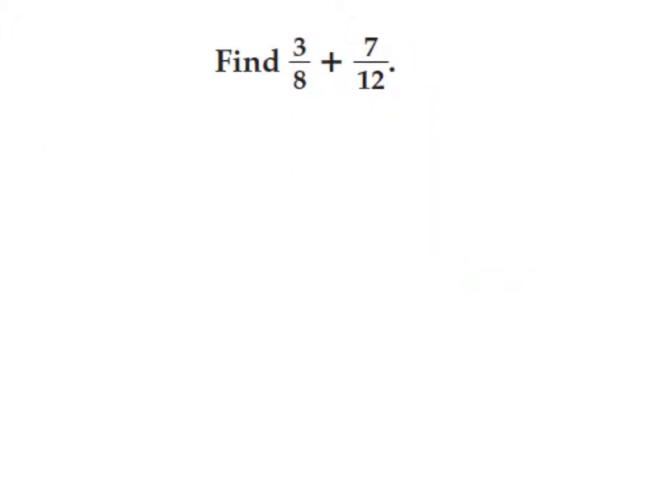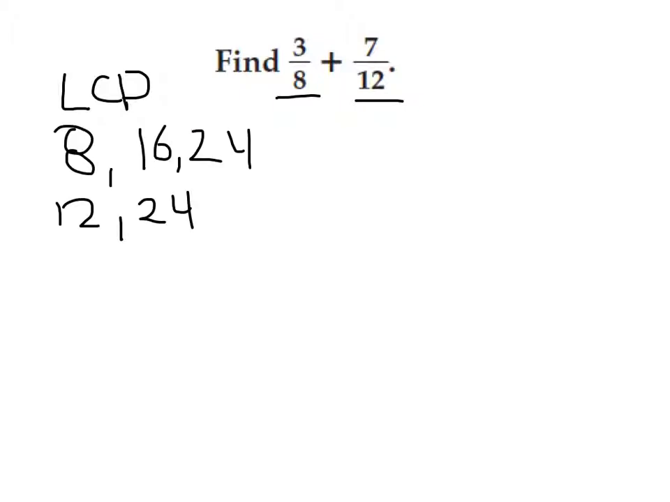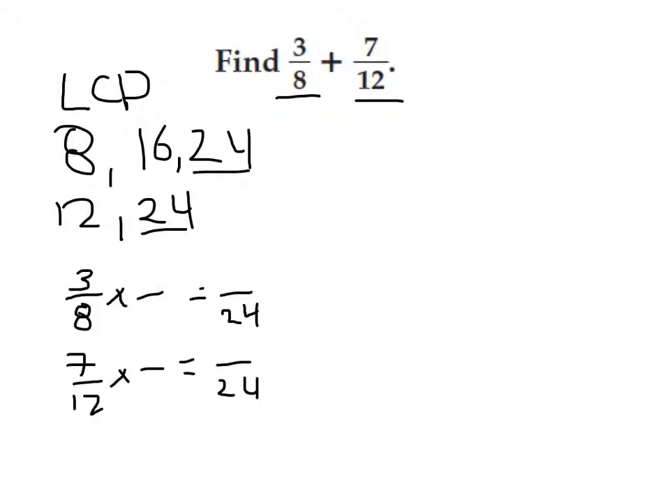Once again, we have two fractions with denominators that are not the same. We need to find the LCD of 8 and 12. We can list the multiples. We can do a factor tree and find the prime factorization. I quickly listed the multiples of 8 and 12 because these numbers are relatively small. And I noticed that 24 is the LCD.